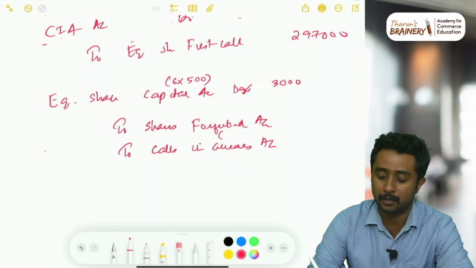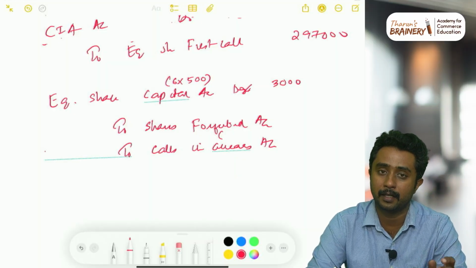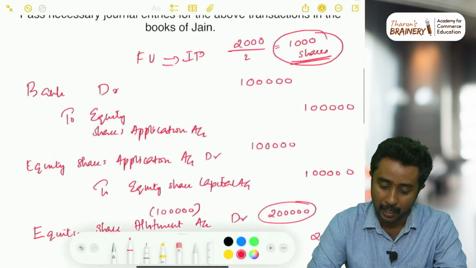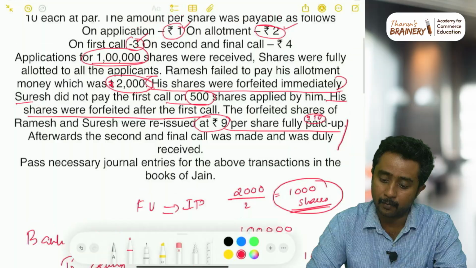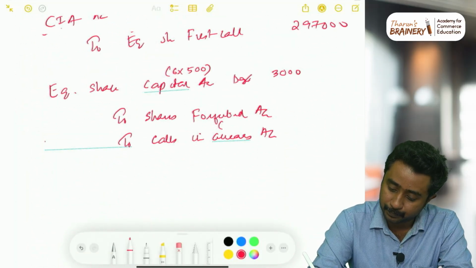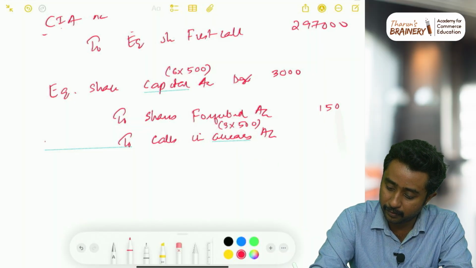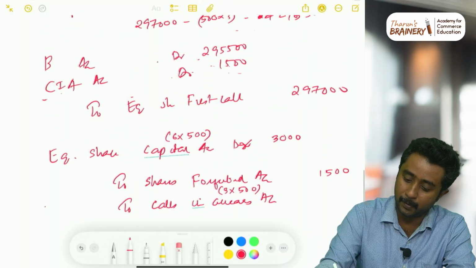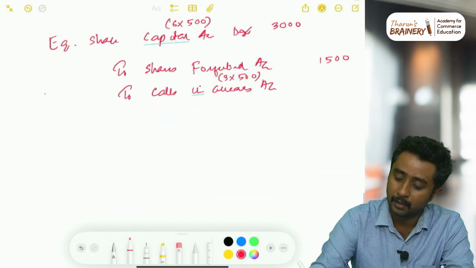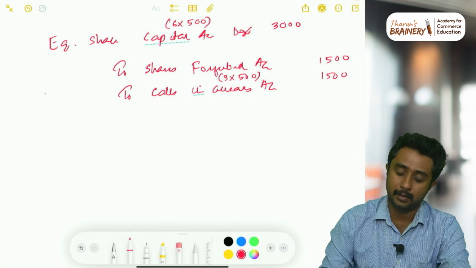Share forfeited account, the amount that he has paid so far. He is not paying the first call alone. That means he has paid the remaining 3 rupees. Which is the remaining 3 rupees? Application he has paid, also allotment 2 rupees he has paid. So totally he has paid 3 rupees. So 3 into 500 should come here, 1500. Calls in arrears, the same amount which we mentioned, 1500, you can take it down. Okay, that is how this entry will come.